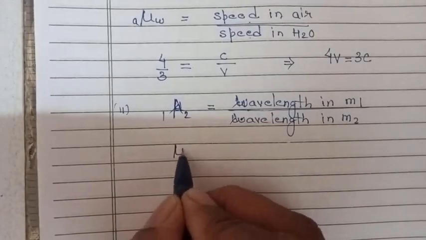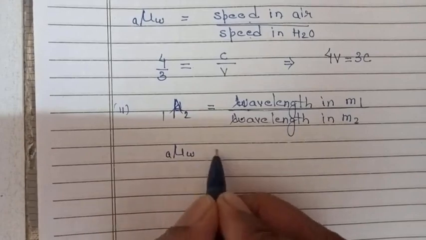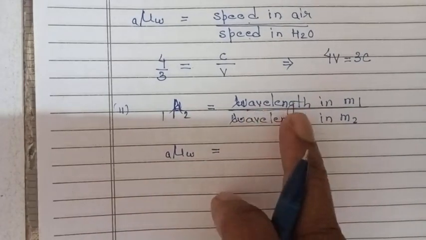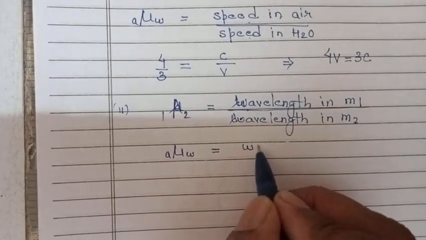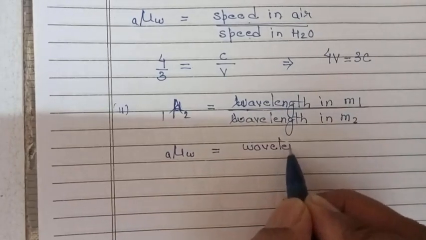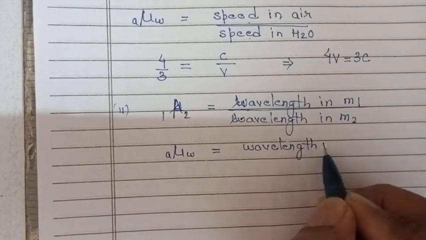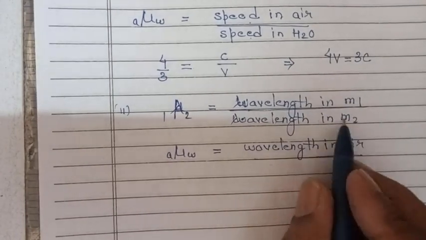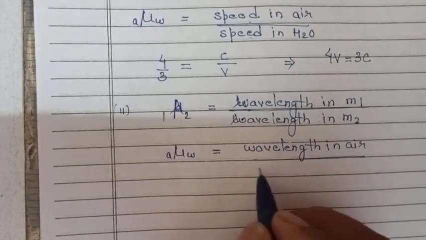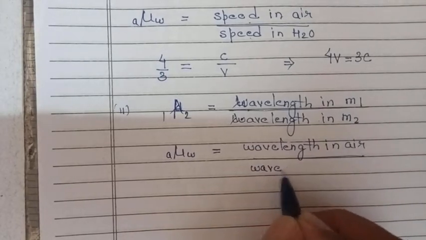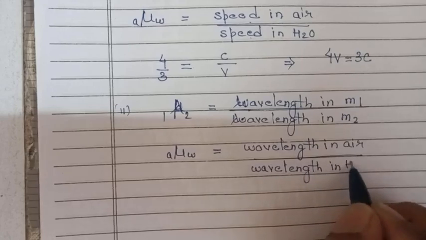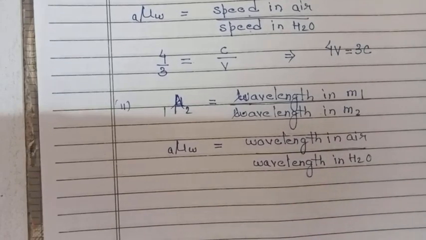Okay, now we will follow this formula. So we have refractive index of water with respect to air. Now here the first medium is air, so we need to write wavelength in air upon wavelength in medium 2. Medium 2 is water. So wavelength in water. So let's substitute here.